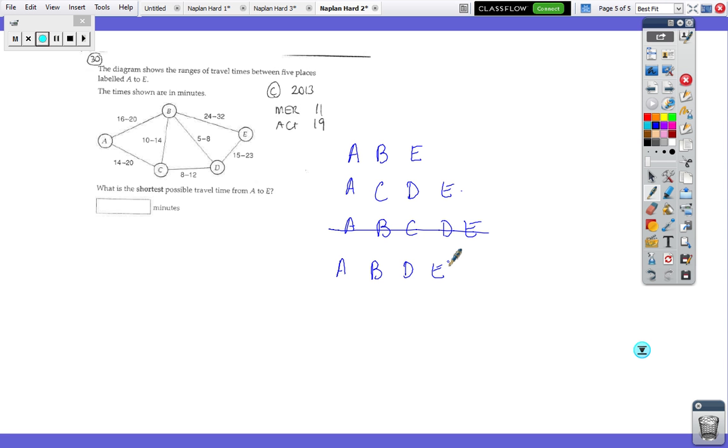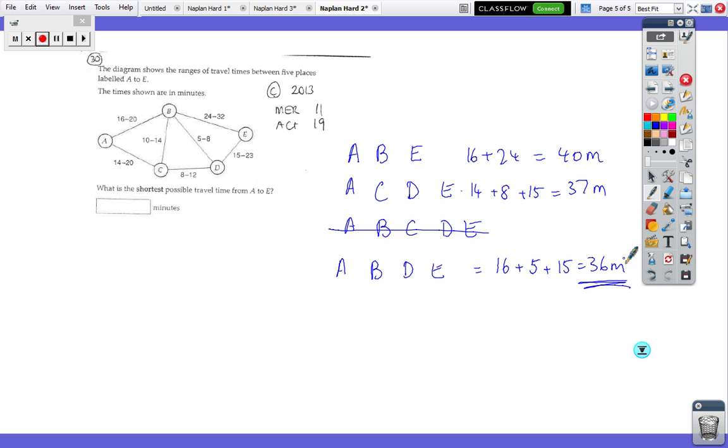So we're looking at what's the shortest. These are the travel times. So we've got 16 minutes plus 24 minutes equals 40 minutes. From A to C is 14, from C to D is 8, and from D to E is 15. 22, 27, that's 37 minutes. And the last one, from A to B is 16, from B to D is 5, and then from D to E, so that's 36 minutes. So I reckon that's the closest answer.